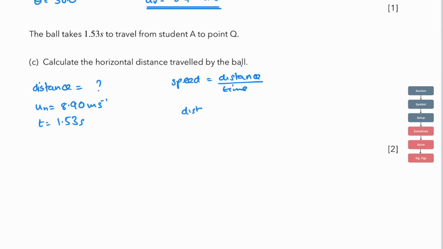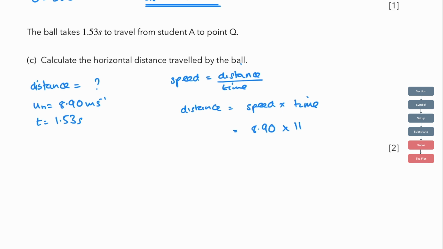And we rearrange: distance equals speed times time. Substitute in the next section, 1.0, and solve. And we solve that to 13.6 metres. That distance, again, should be to 3 significant figures because all the data is to 3 significant figures. Underline it to tell the examiner we have finished.